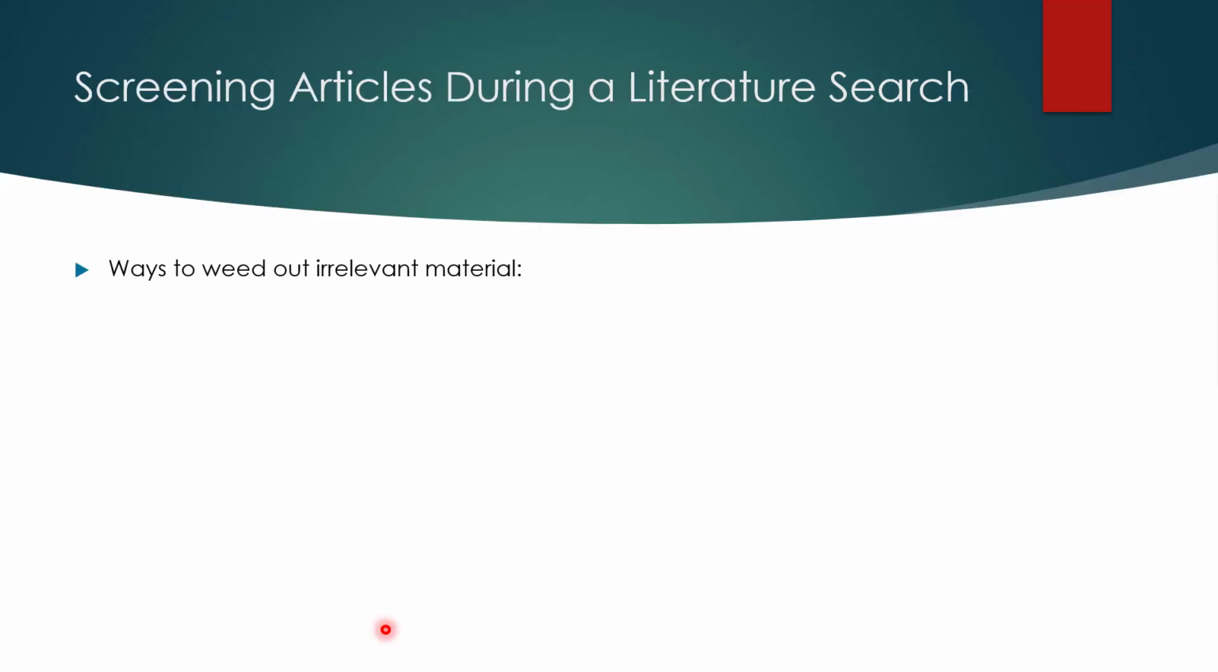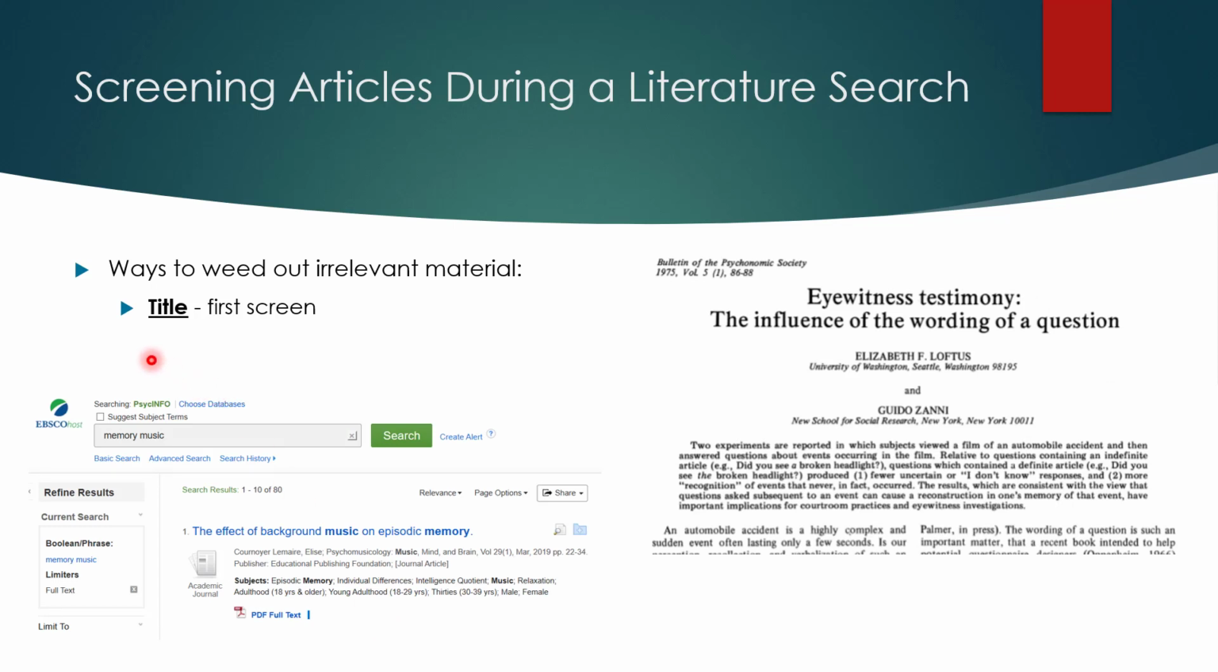So as you're doing your literature search, you're going to need to find ways to weed out irrelevant material. So there's different ways of doing this. I'm going to give you one way, and then I think the librarian in the library session will give you a different way. But first, just look at the title. Does the title seem relevant? So when you do your search, I searched memory and music, the effect of background music on episodic memory.